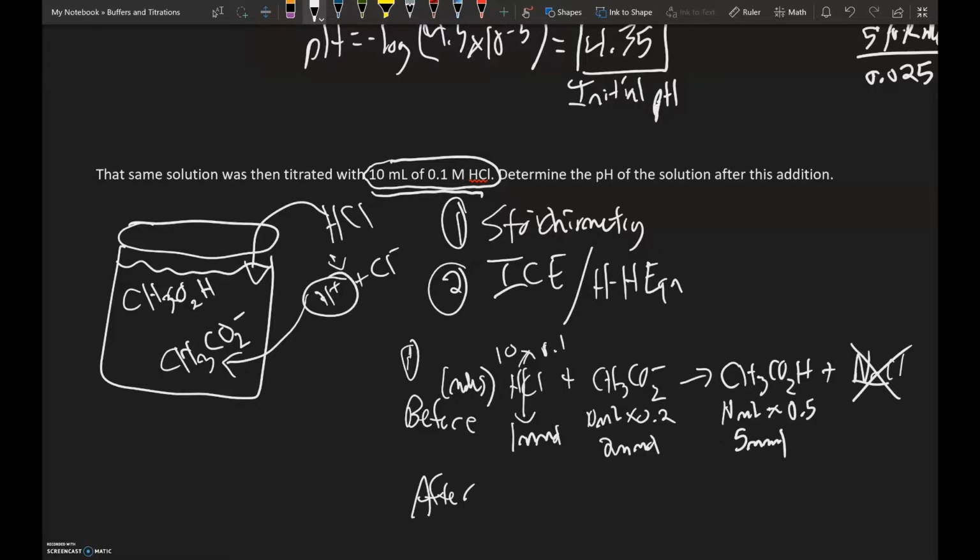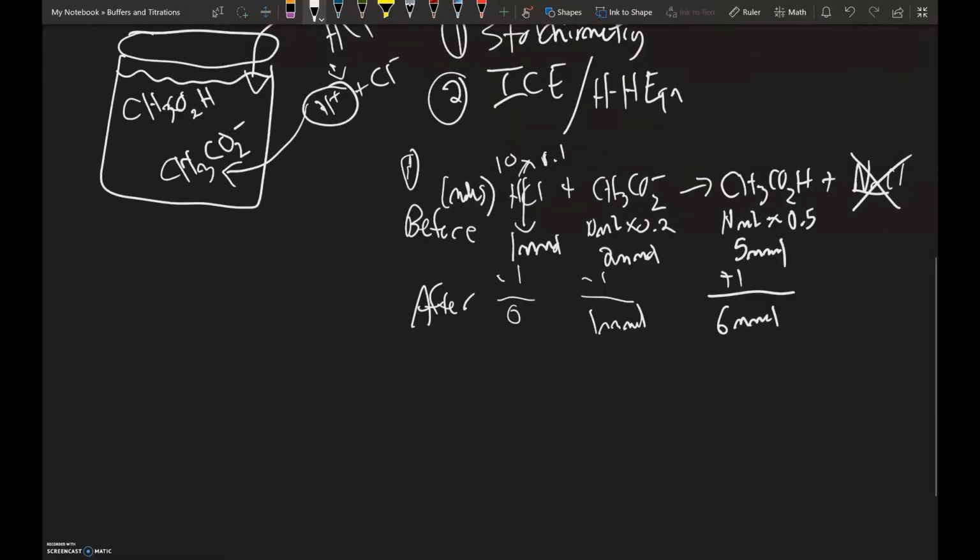Now as this reaction takes place, we see that there's more acetate than there is HCl. So we're going to subtract 1 from both of these. This gives you 0 HCl left over, and that gives you 1 millimole of your acetate. Now, whatever you subtract from over here, based off the law of conservation of mass, tells you that you're going to add it back to the other side. So that gives you 6 millimoles of your acetic acid solution.